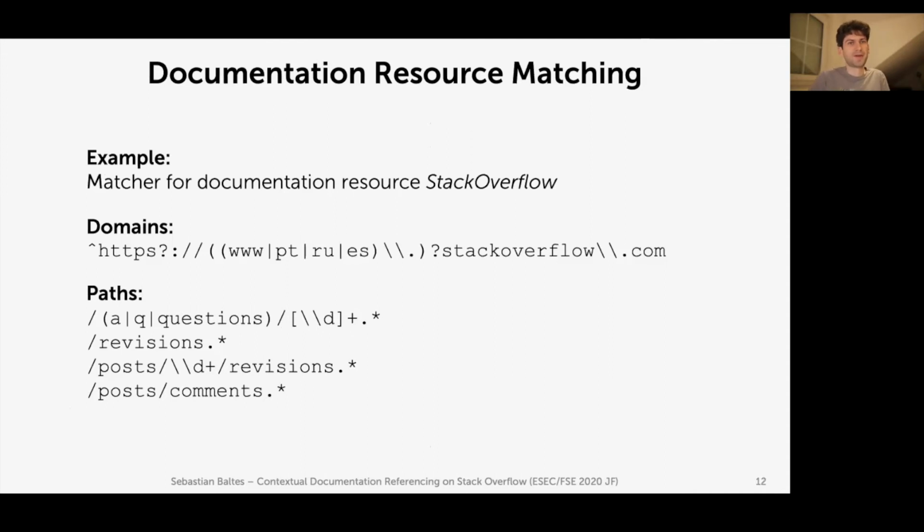So this is one example of how the classifier works. It basically matches certain domains or subdomains, in this case of stackoverflow.com. And then by looking at links to Stack Overflow, we decided which subpages of Stack Overflow are considered documentation and which are not. And you see here the ones we selected, and this includes posts, revisions of posts, and comments on Stack Overflow. And we ignored subpages such as user profiles, for example.